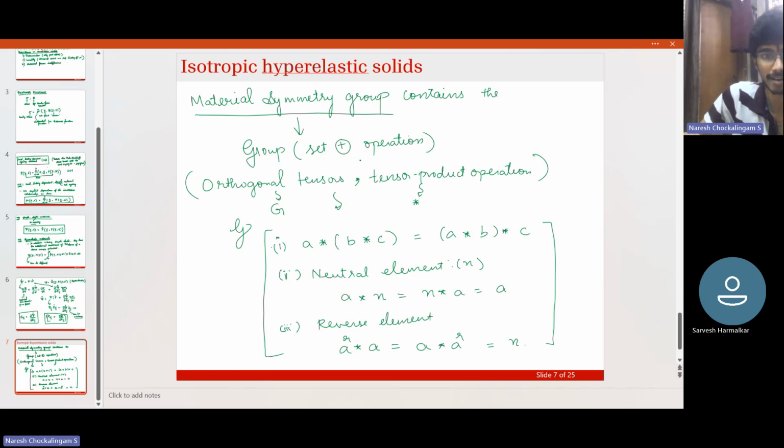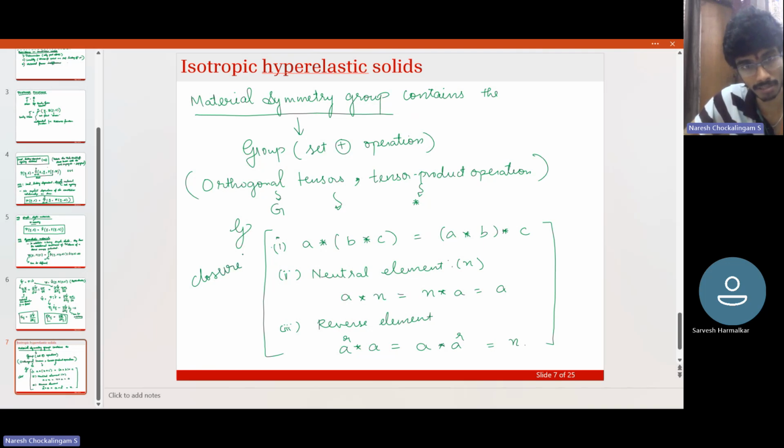So we say a group is a set of something. It could be a set of any objects. It could be a set of tensors, a set of operations, or even a set of even numbers, right? And the operation can also be anything. In this case, I'm looking at the set of all orthogonal tensors along with the tensor product operation. So is this a group? Yes. You take two orthogonal tensors and do a tensor product of them. The resulting tensor is also an orthogonal tensor. So that also lies in the set. Therefore, it is closed.